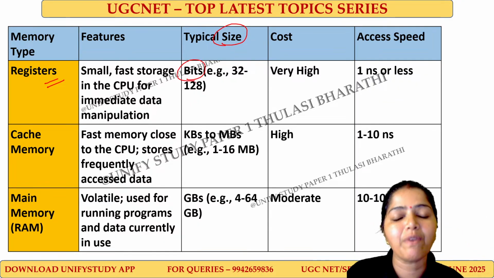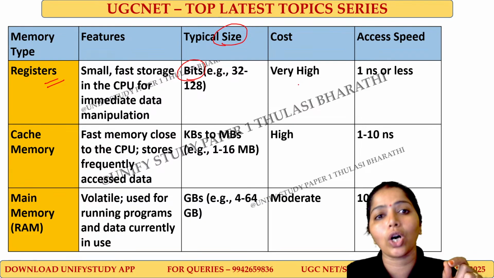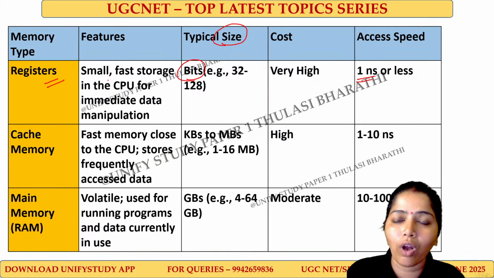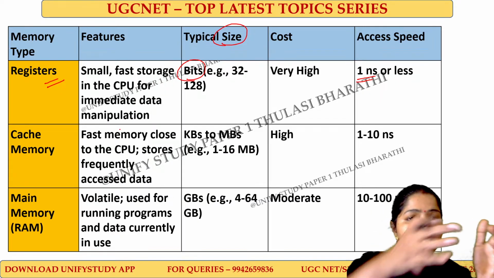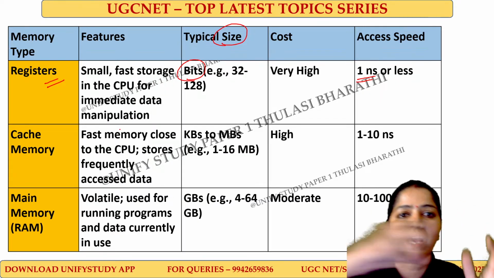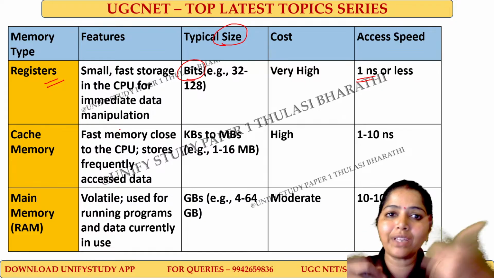So the size will be very small, and the cost also will be very high, and here the access speed is 1 nanosecond or less. So small, fast storage in the CPU for immediate data manipulation, because it resides inside the processor, right? It can be accessed very fast by doing the processing.